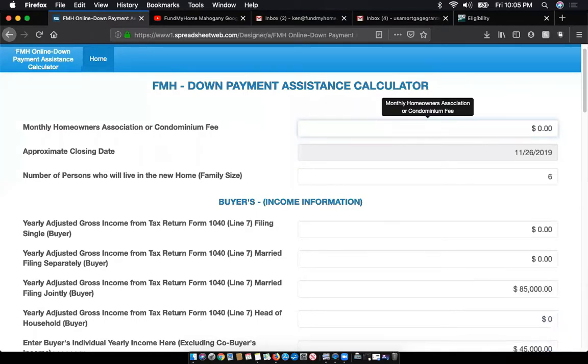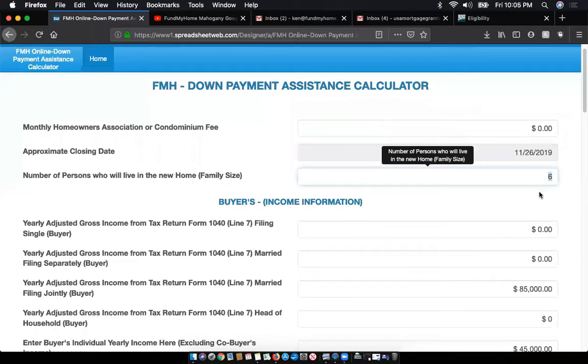Okay. The closing date is defaulted for 2 months, which is the amount of time on average that we will necessitate. Next is the buyer's income information. Next is the number of persons who will live in the new home, the family size. So 4, 5, 6, whatever number it is, you just enter it there. And the next is the income.